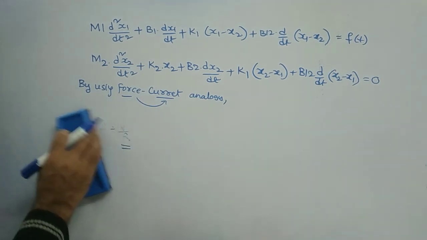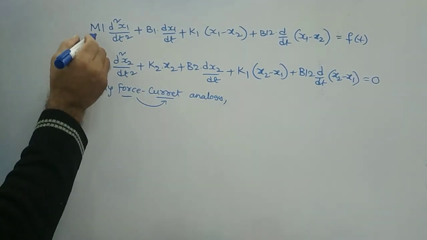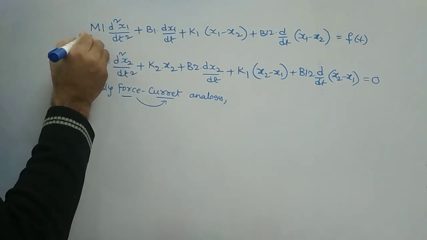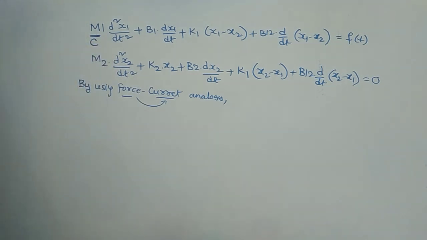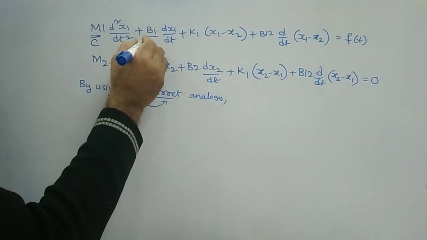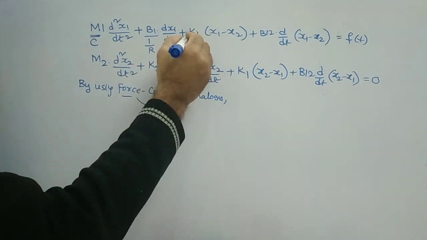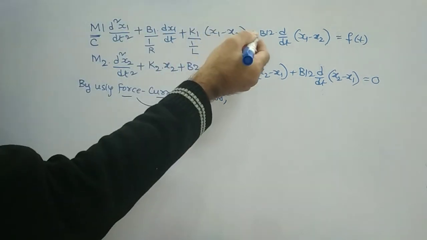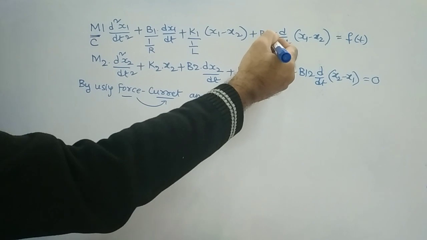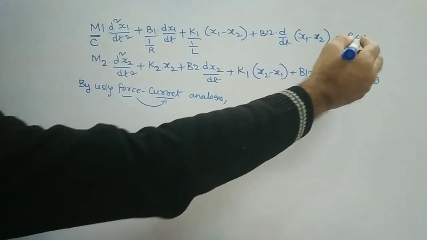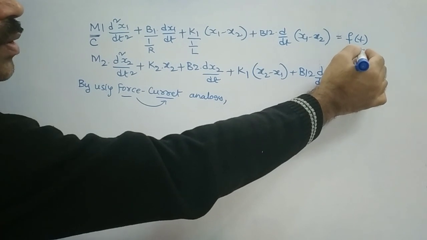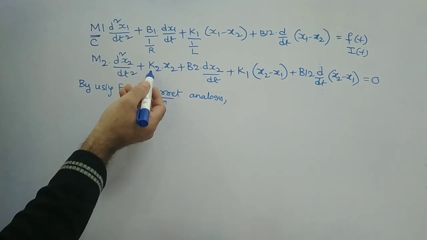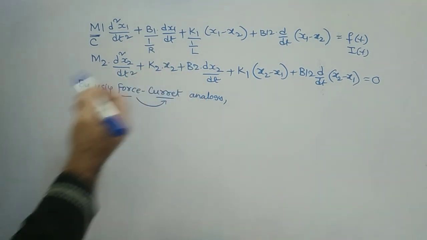Here M means mass element. M1 is the first mass element. So your M is equivalent to capacitance C, and B is equivalent to 1 by R. K is equal to 1 by L, L being inductance, and similarly this is again resistance, B12, and your F of t is converted to I of t. In the same way here also, wherever M is there, that is capacitance, K is 1 by L, B is 1 by R, or 1 by R2, whatever it is.